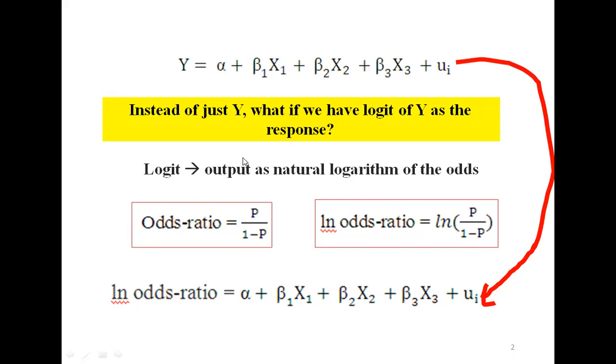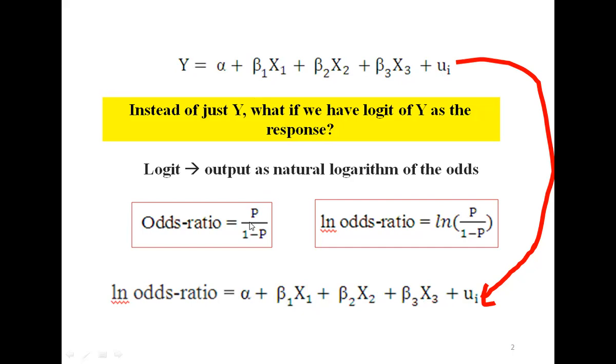Simply, we can say the response variable over here is not simply y, but the natural logarithm of the odds. So that is why we have the log of odds ratio. Instead of y, we have log of odds ratio equal to the regression expression, the regression model. So we should know what the odds ratio is.